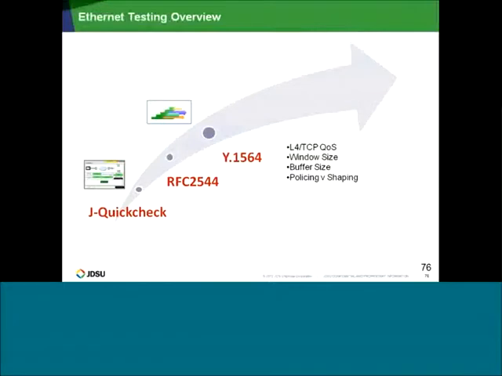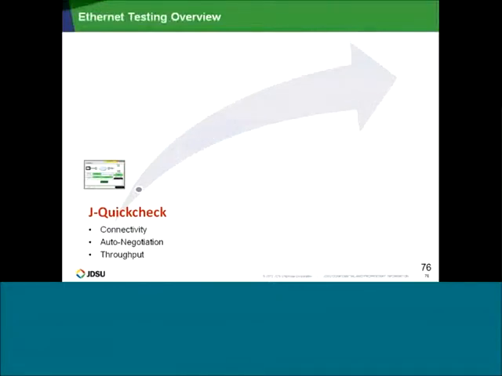So I want to start off with the J-QuickCheck. Of course, that's for the basic connectivity, auto-negotiation, and throughput. J-QuickCheck is not a feature that you pay for. It's there by default for all of our T-BERD equipment, okay? So you always have the J-QuickCheck to use.